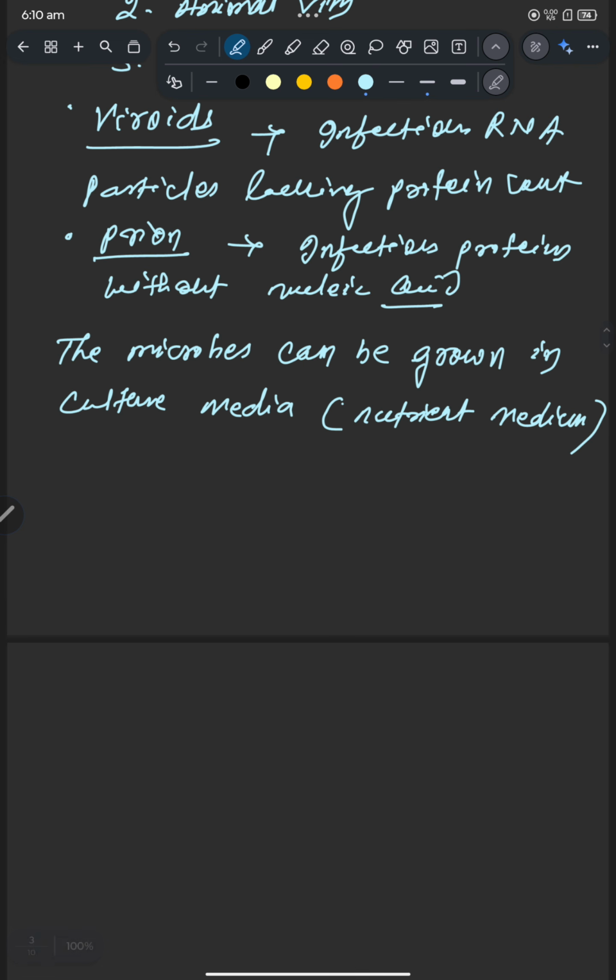Now these organisms, when they are grown in the nutrient medium, they form visible colonies. Okay, so these microbes are invisible. They can be visible under microscope only, but when they are grown in the nutrient medium or culture media, then they form colonies which are visible.